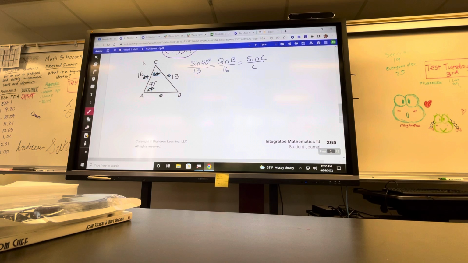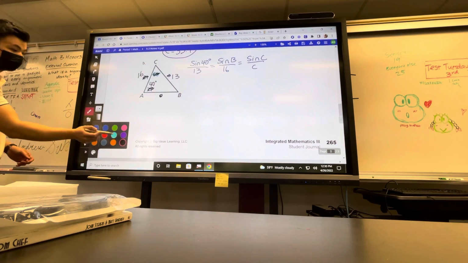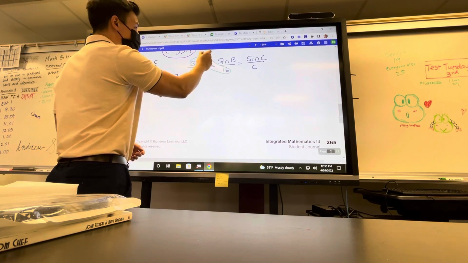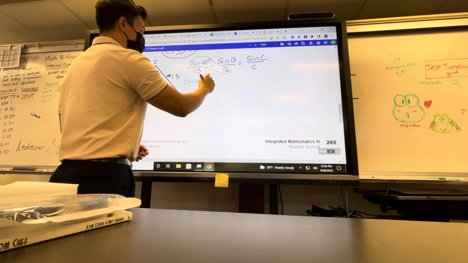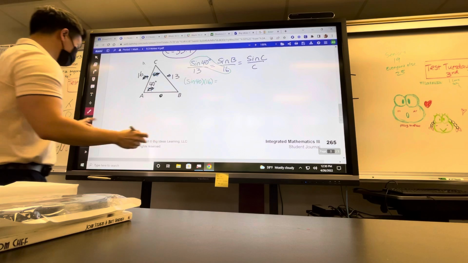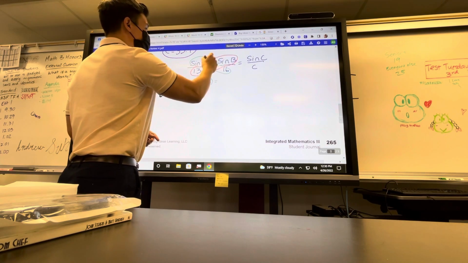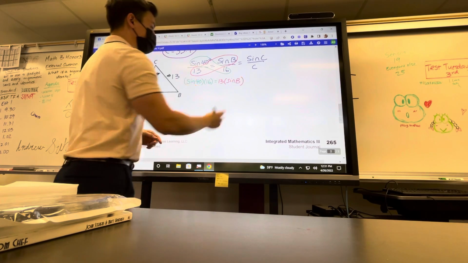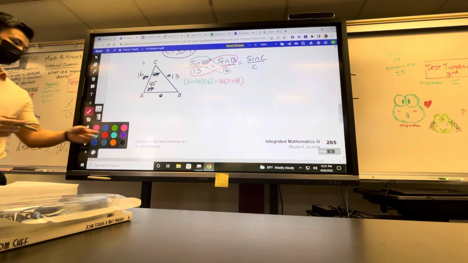Does that make sense? So let's do that. If I solve this, we're going to do sine 40 times 16. Or we can say sine 40 and 16 equals 13 times sine of b. And how do I solve for sine of b? Divide by 13.